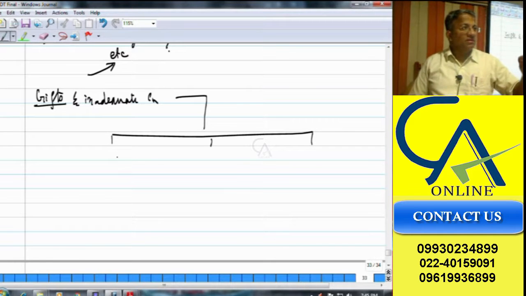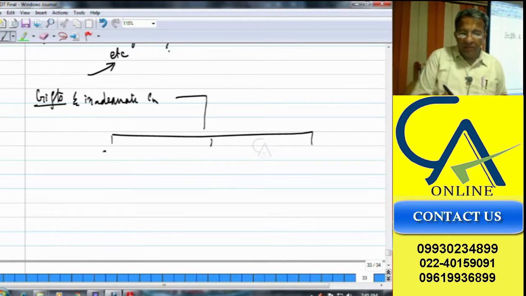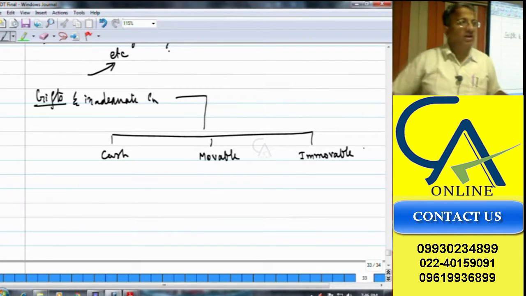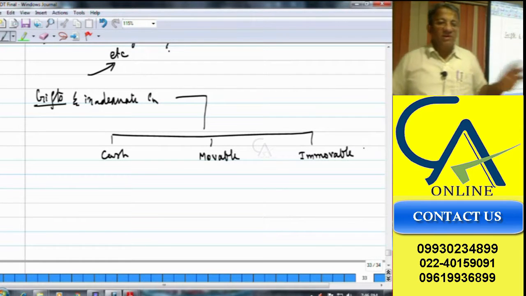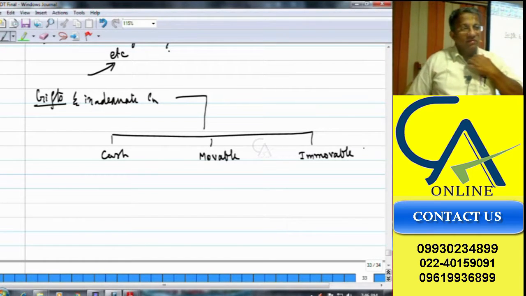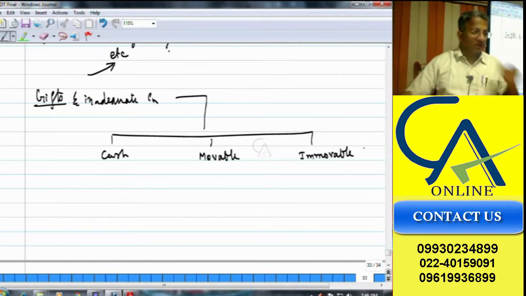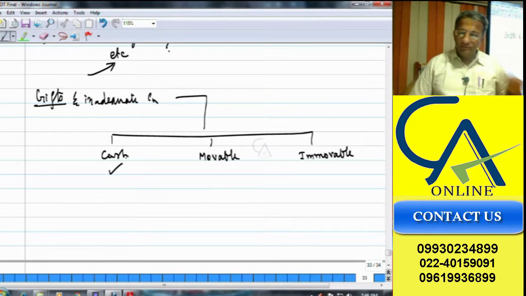They are discussed in three important manners. One is cash. The other one is movable. The other one being immovable. How many items are covered under gifts and inadequate consideration? 3 items only. Those 3 items are cash, movable items and immovable items. Cash, on which I don't have to explain anything more than the normal understanding of cash. You cannot take a fixed deposit as cash. Cash means cash. Correct?